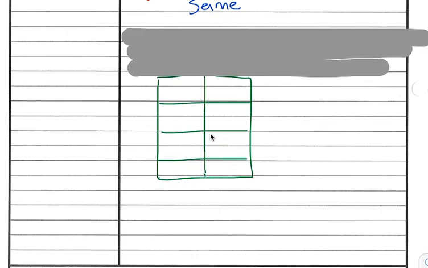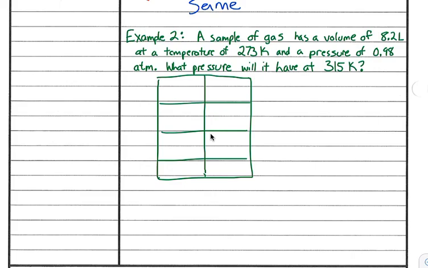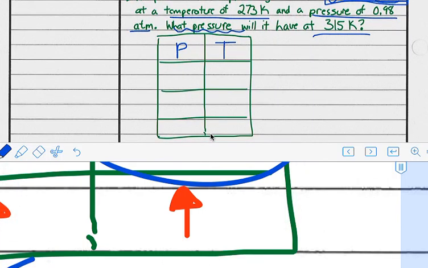All right, so let's look at another example. Here's example 2. It says we have a sample of gas. It has a volume of 8.2 liters at a temperature of 273 Kelvin and a pressure of 0.98 atm. What pressure will it have, excuse me, at 315 Kelvin? Okay, so same idea. I'm going to take my pressure and my temperature. This volume here is just extra information. I don't really care. You know how in math class sometimes they give you extra information? That's what we did here.